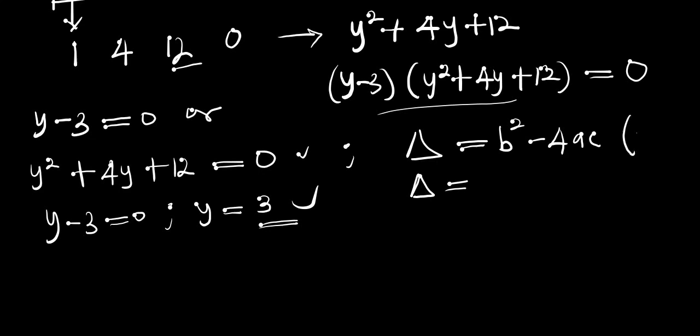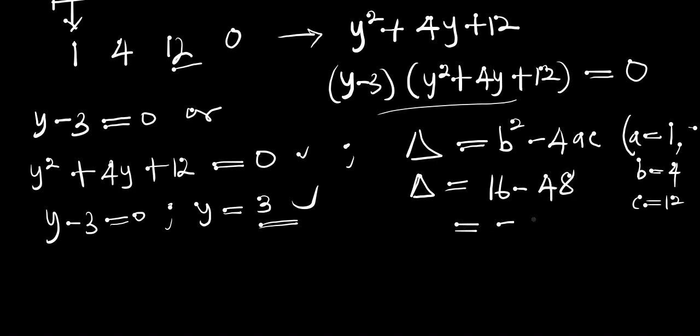So, let me write here. A is equal to the coefficient of y squared, which is 1. B is equal to 4. And C is equal to 12. So, that means b squared, we are going to have 16 minus 4 times 1 times 12. That is 48. And this will give us negative 32, meaning that this will give us a complex solution.